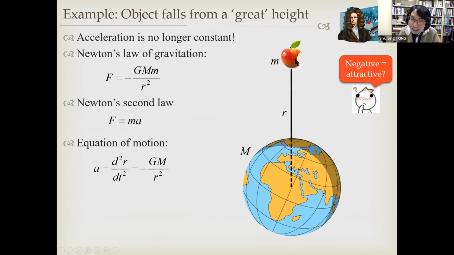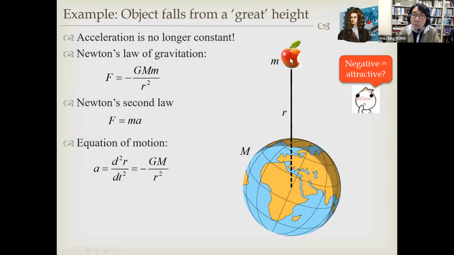So at this distance, which is maybe several Earth's radii, the expression that the weight is a constant does not hold. Near the surface of the Earth, the weight of the apple is mg, right? Where g is 9.81 meters per second squared. But now at such a large distance, we cannot assume such a relation to hold. We must go back to the law of universal gravitation.